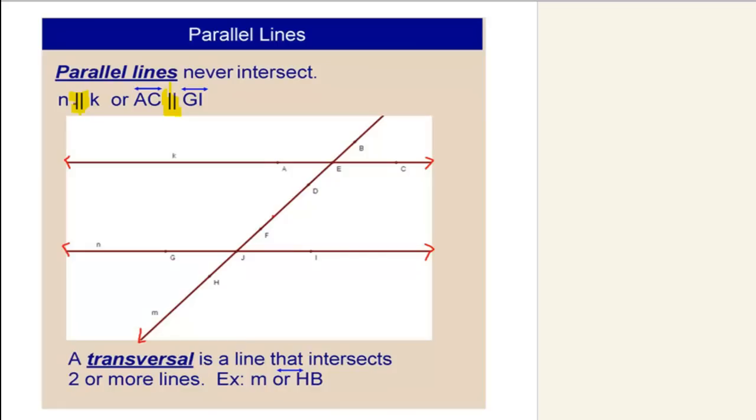A transversal is a line that intersects two or more lines. So in this diagram, here is our transversal. And our transversal could be denoted again by this lowercase letter m, or by 2 points on the line. In this example, I used line HB.